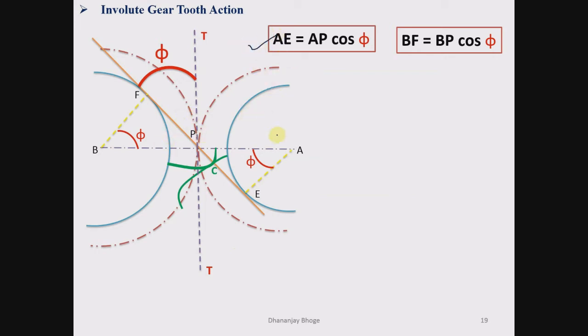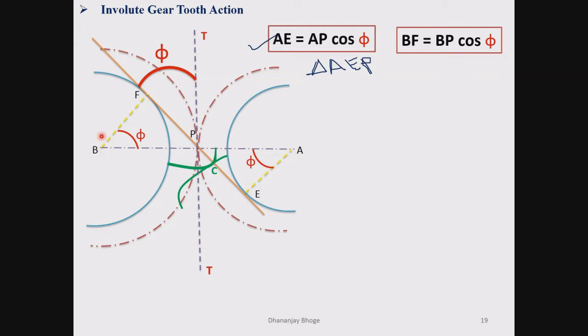Now what is AE? AE is the base circle radius of gear 1. This AE is equals to AP cos of phi. Okay? AP cos of phi. From which triangle? From right angle triangle AEP. What we get? This AE is cos of phi times the AP. Okay? It's very simple from this right angle triangle.